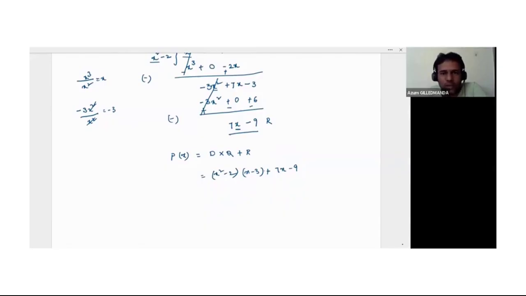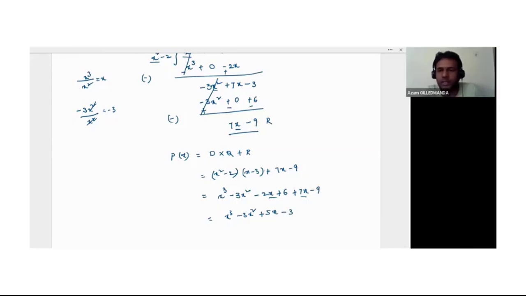Okay, let's verify. So x square into x is x cube. Then x square into minus 3 is minus 3x square. And then minus 2 into x is minus 2x. Minus 2 into minus 3 is plus 6, plus 7x minus 9. Now, x cube minus 3x square, minus 2x plus 7x. So what will I get? Plus 5x, plus 6 minus 9, which is minus 3.